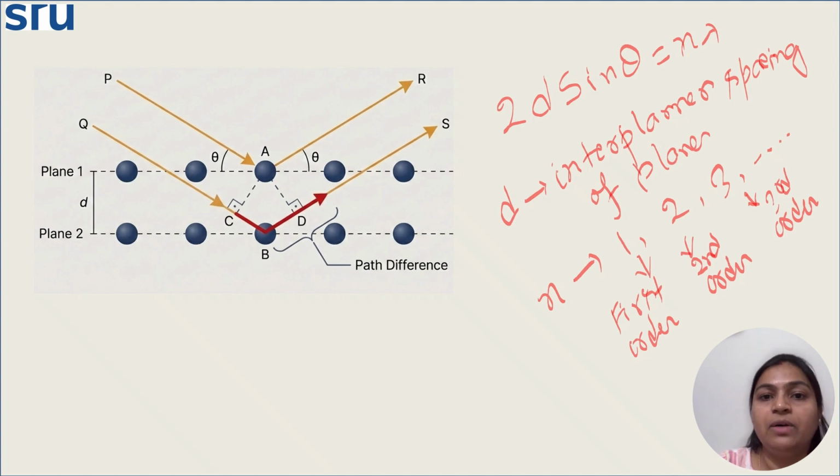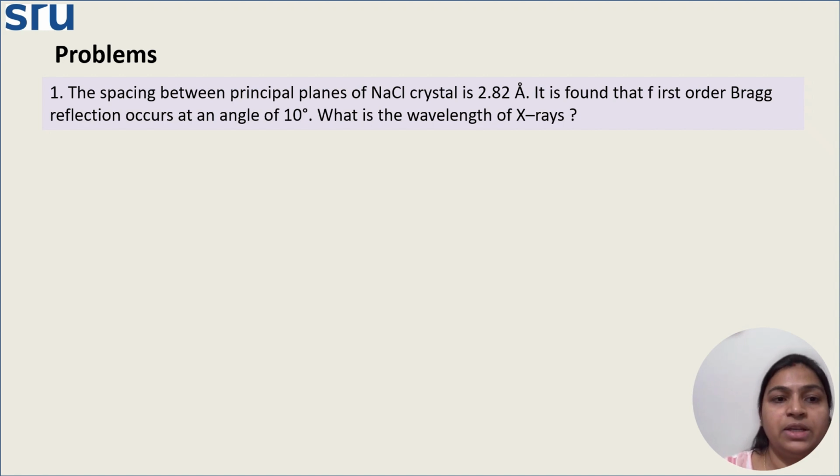Now how can we find out the d or lambda? Here are a few simple problems. The first one: the spacing between principal planes of a crystal is 2.82 angstrom. It is found that first order Bragg's reflection occurs at an angle of 10 degrees. What is the wavelength of the X-ray?